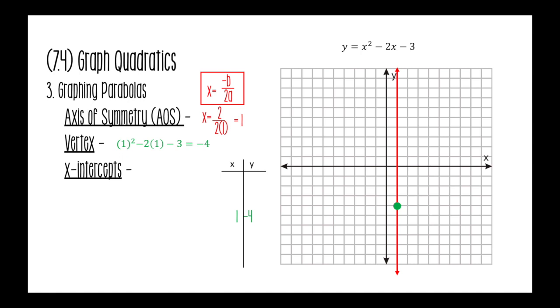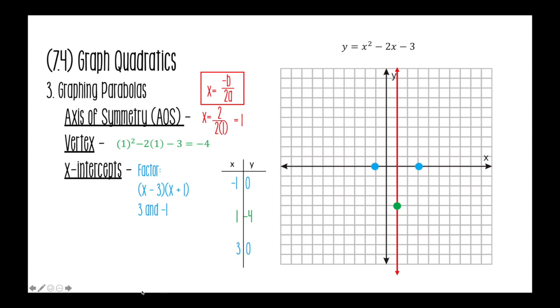And then from there, I'm going to go ahead and find the x-intercepts. So with that, I'm factoring x squared minus 2x minus 3. The factors are x minus 3 and x plus 1, which would give us solutions at 3 and -1. So we'll go ahead and plot those accordingly.